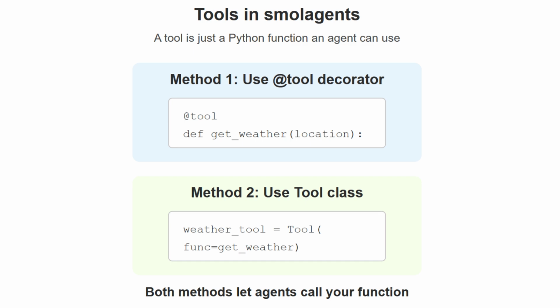The framework provides two main ways to define tools. First, using the @tool decorator. And second, using the tool class. The easiest way to create a tool in Smolagents is by using the @tool decorator. This allows us to turn any Python function into an agent-accessible tool with minimal effort. Let's look at an example.